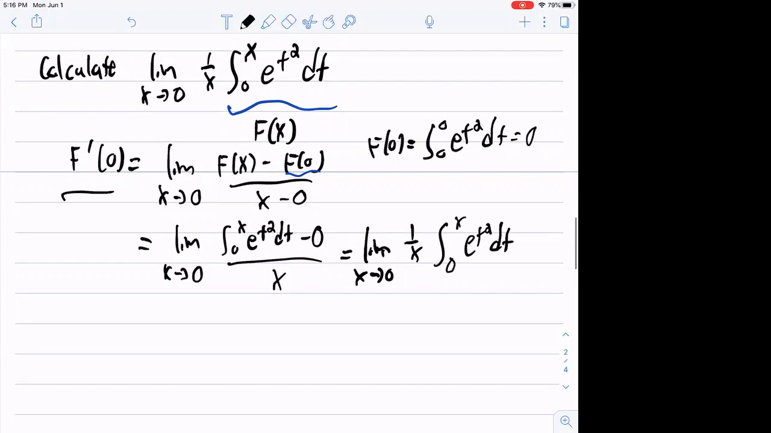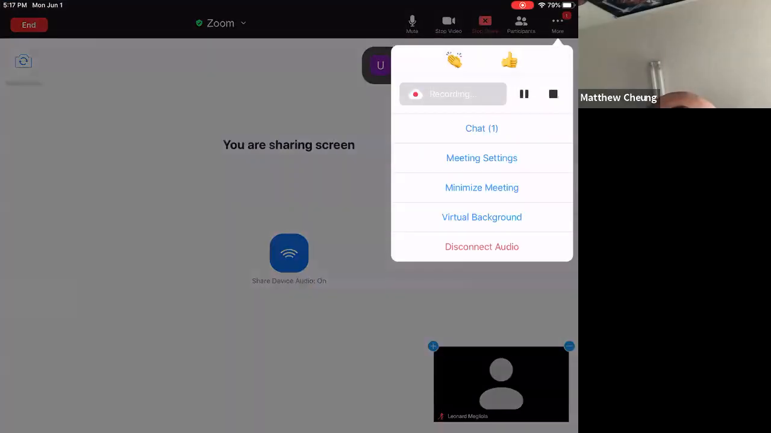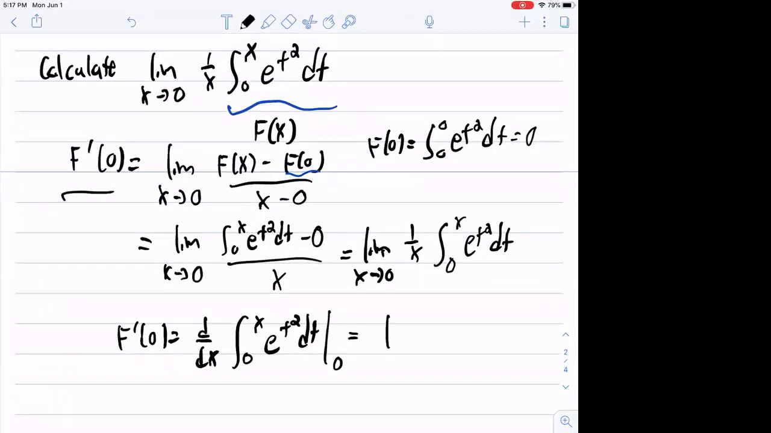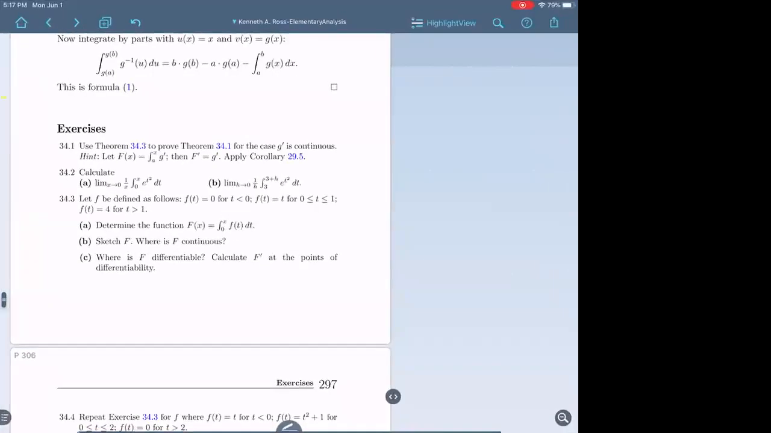But what does FTC say though? What is F prime at 0? Again, this is d/dx of F of x, evaluated at 0. What is that? So FTC 2. Yeah, it's 1, and then you're done. So it's just an application of FTC.